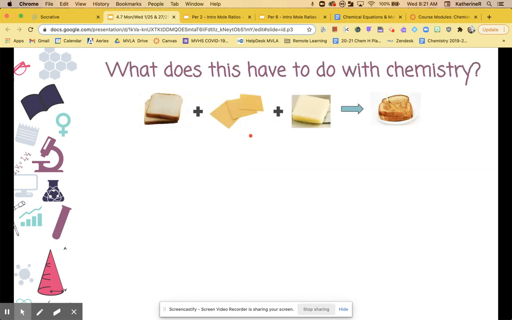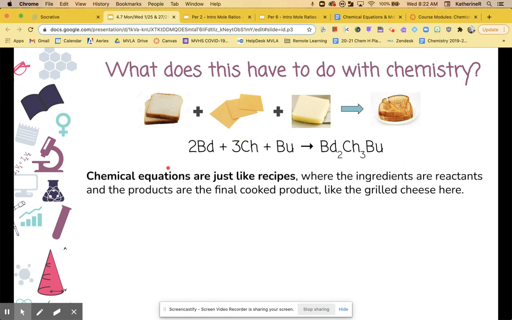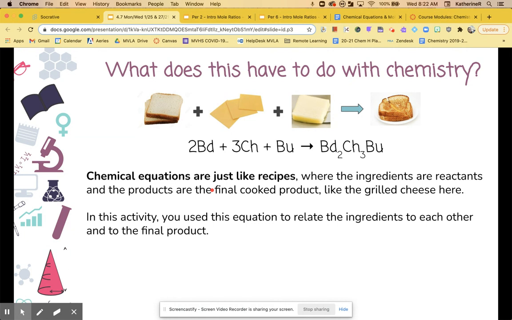And so why did we start off class with this? Well, if I think about making a grilled cheese, so 2 slices of bread, 3 slices of cheese, and 1 tablespoon of butter, making 1 grilled cheese. What does this have to do with chemistry? Well, this is somewhat like a chemical reaction. And therefore, we can start to see here the way that we have relationships between ingredients and a final cooked product. We also have relationships between different chemicals. Okay, so you can use this chemical reaction to relate the ingredients together.